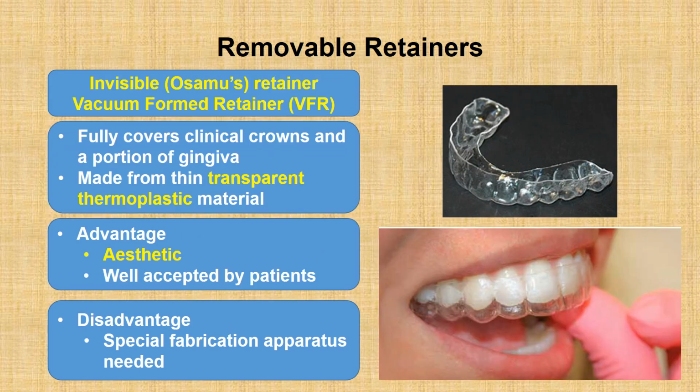Now the invisible Essix retainer, as well as the vacuum form retainer, the VFR. All of you are quite familiar with this VFR. Now it fully covers the clinical crowns and a portion of the gingiva. It is made from a thin transparent thermoplastic material. Now the advantage is that because of the transparent material it is aesthetic and well accepted by patients, but the disadvantage is special fabrication apparatus is needed.